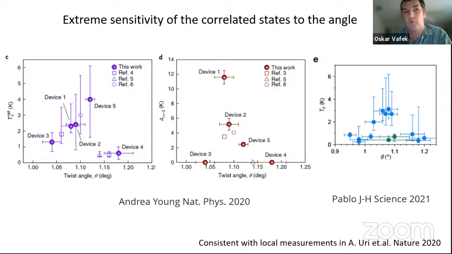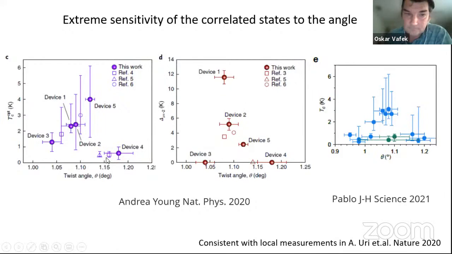So first, as Pablo has already mentioned, there is an extreme sensitivity of these correlated states in the twisted bilayer graphene to the twist angle. For example, the data that he showed, shown on the right here, shows the superconducting optimal transition temperature as a function of the twist angle. It shows that even if you deviate from the magic value by 10%, the optimal TC drops precipitously. A similar result was presented by Andrea Young's group. So this is the superconducting dome as a function of the angle. You see an extreme sensitivity to the twist angle.